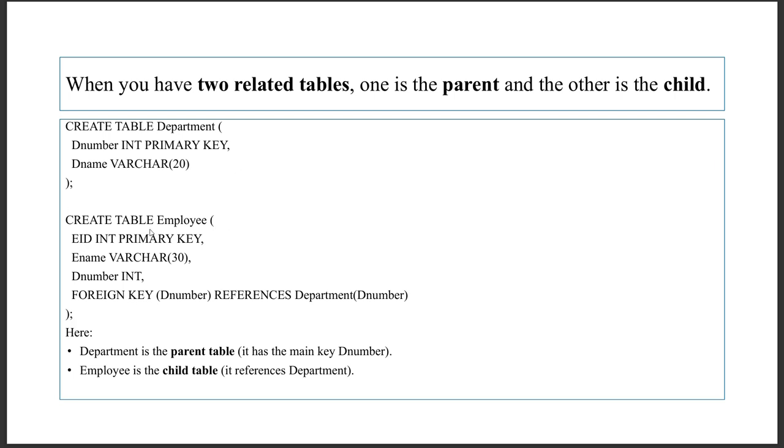Now create table employee. So employee ID int primary key. In the employee table, this is the primary key, then employee name, department number, and foreign key. This department number I will be referencing from the department table. So department is the parent table, employee is the child table. So it references the department. It is going to take the reference from the department.